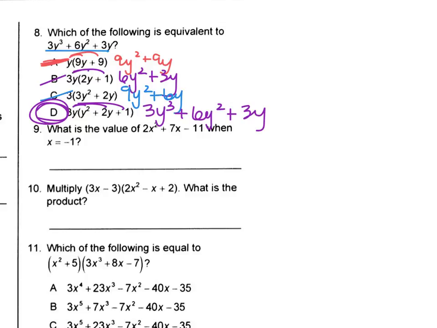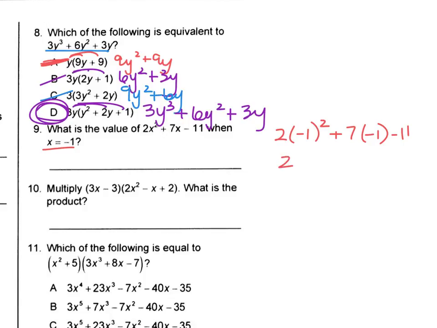Question 9 is kind of like an axis of symmetry question. Pretty simple. They're just asking what's the value when x is -1. So they're really just asking you to plug -1 in there. So 2 times -1 squared plus 7. Ooh, 7 times -1 minus 11. Remember, -1 times -1 is +1, so be careful trusting your calculator on that.